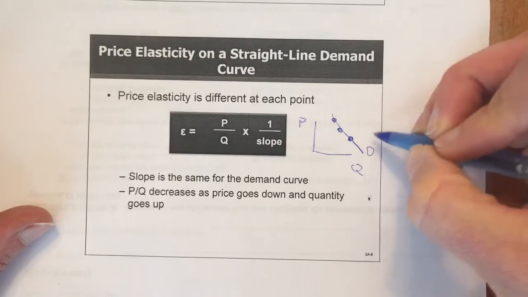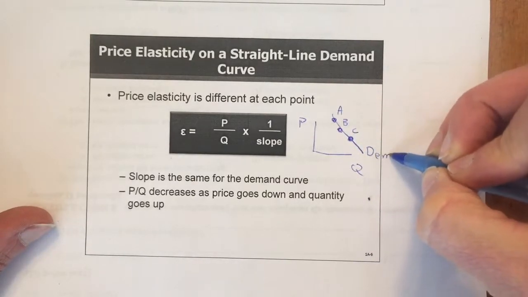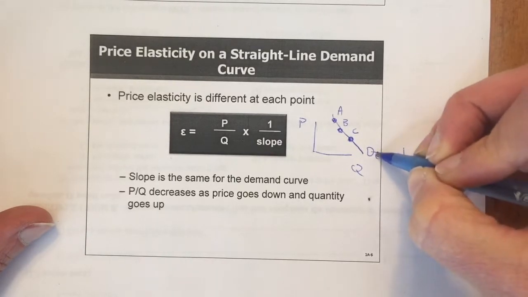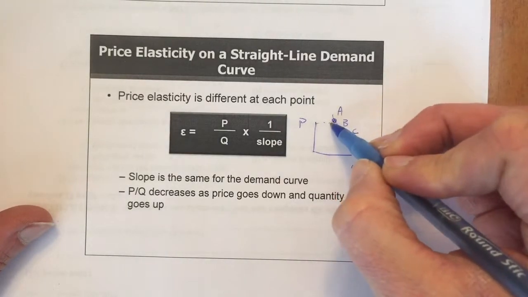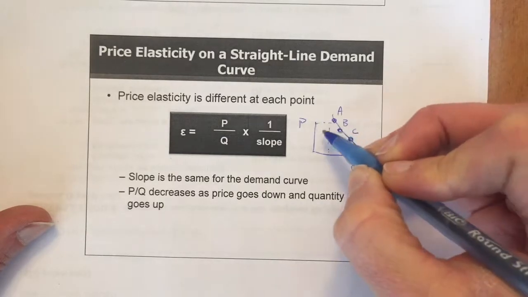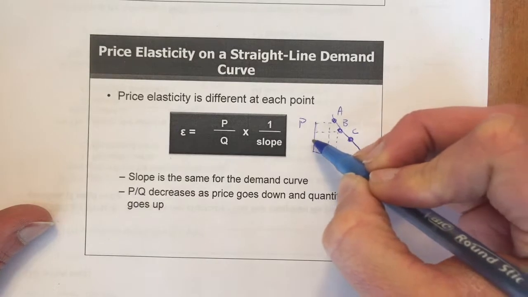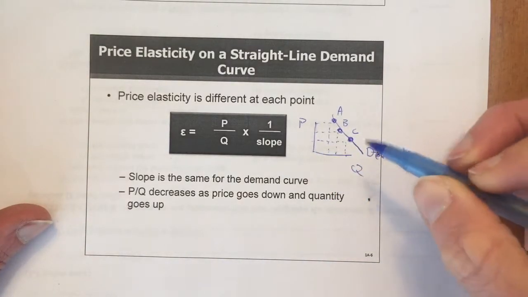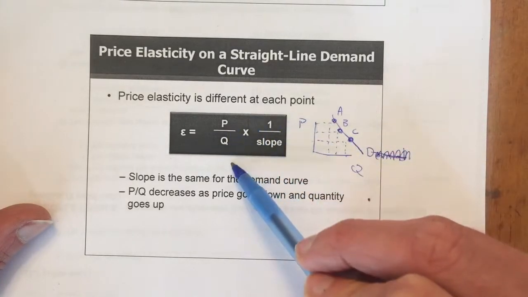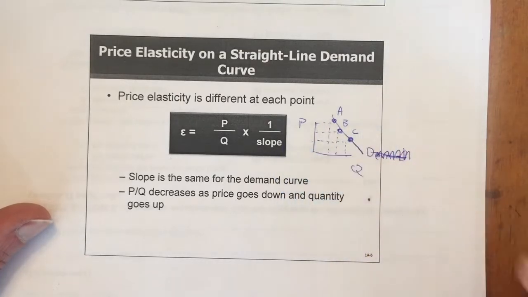So if we have one demand curve with points A, B, and C, let's just keep that labeled as demand. Point A, at this price and quantity, will have one elasticity. At point B, at this price and quantity, it will have a different elasticity. And at point C, we will have a third elasticity, because the price and quantity are different for each point on here, even though the slope has remained the same.